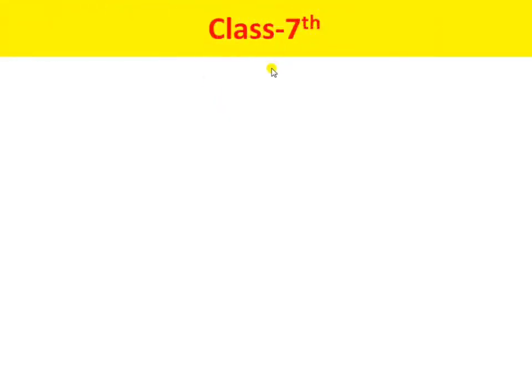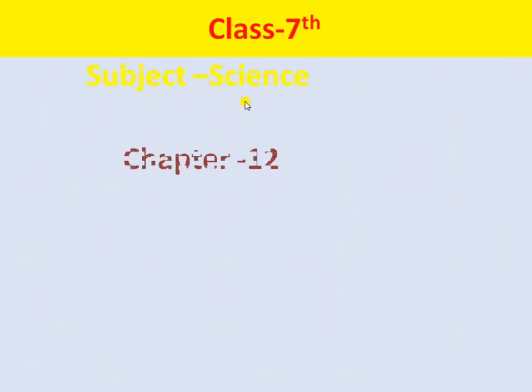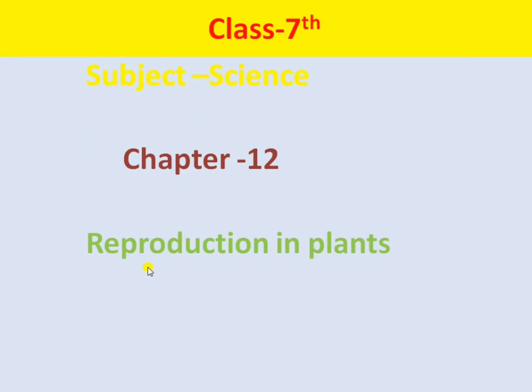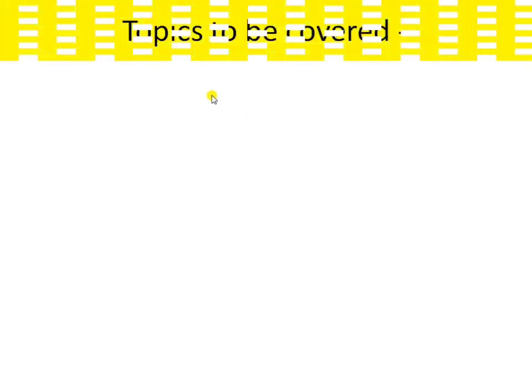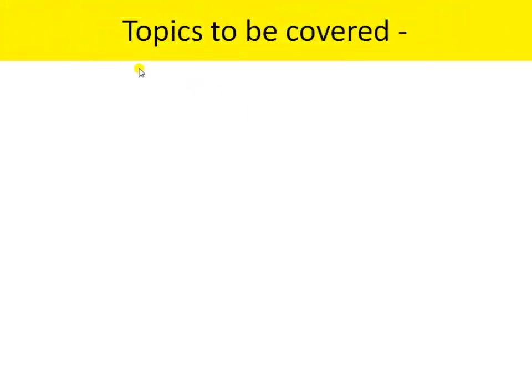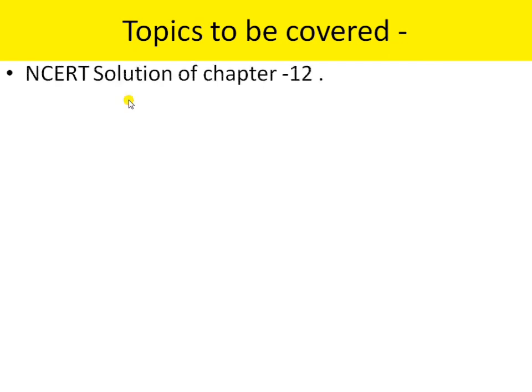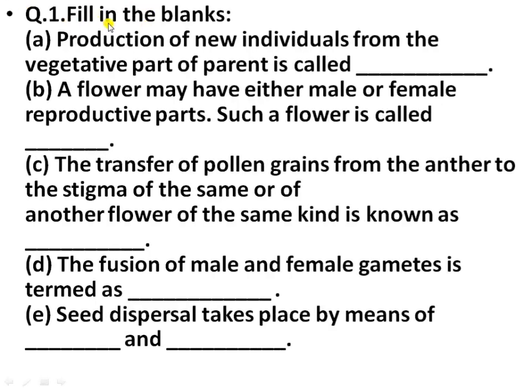This video is for the class 7 science subject, chapter number 12, that is reproduction in plants. This is lecture number 3. In today's lecture, I am going to cover the NCERT solutions of chapter number 12, reproduction in plants. So let us begin this lecture with the first question, that is the fill in the blanks.